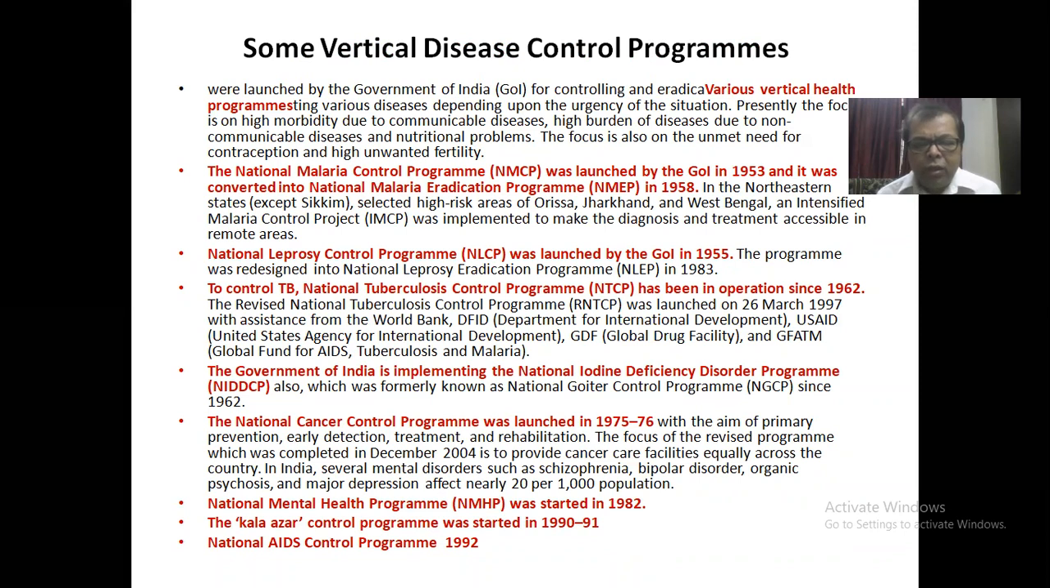Here I have mentioned some of the specific programs. I won't go into details, but the contents are very obvious and visible. The National Malaria Control Program was launched by the Government of India in 1953, and it was converted into National Malaria Eradication. We need to understand these two words, control and eradication. So in 1953, we tried to control it, and later on we tried to eradicate it.